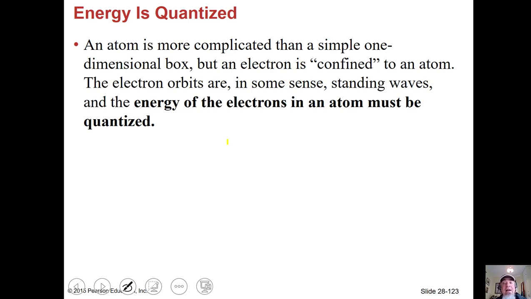So an atom is more complicated than a simple one-dimensional box, but sometimes you've got to start somewhere when you talk about a model. And you could think about the electron confined to the atom. So in a sense, it's confined to a box. So electron orbits are in some cases standing waves, and the energy must be quantized, so you can only have certain energies. Later on, you might think about chemistry. You could have only certain orbits. It's the same idea here. You can only have certain numbers of shells filled when the n equals 1 state, that sort of thing. It all comes from this.